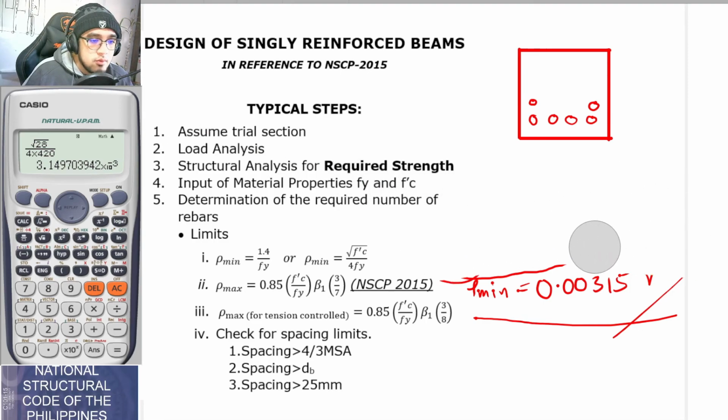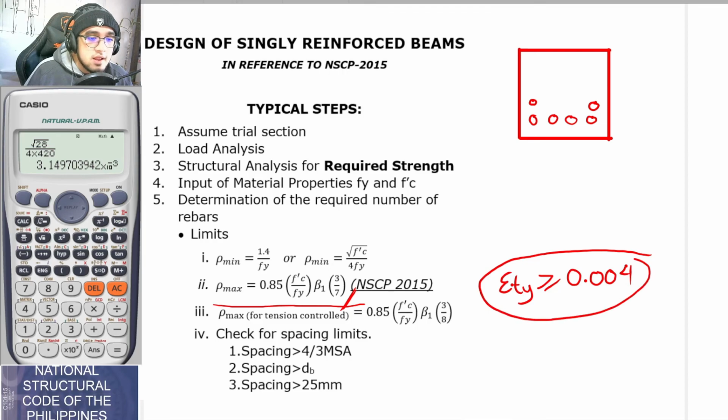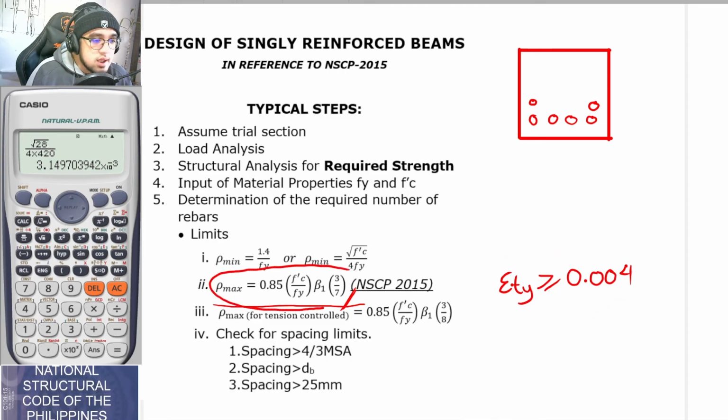Okay, so moving forward, we also have our NSCP 2015 rho maximum. So if we have a minimum here, we also have a maximum. According to NSCP 2015, this is the rho maximum. I have already derived this in the previous video lecture because in NSCP 2015, it is said here that the maximum strain, so strain t, should be greater than or equal to 0.004. And using this value, this equation right here has been derived.